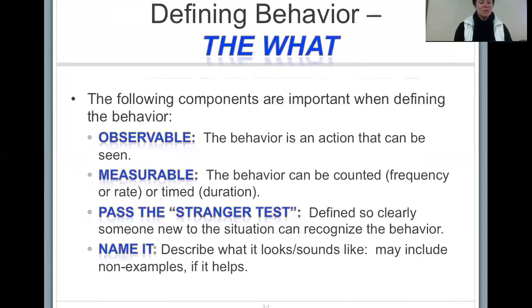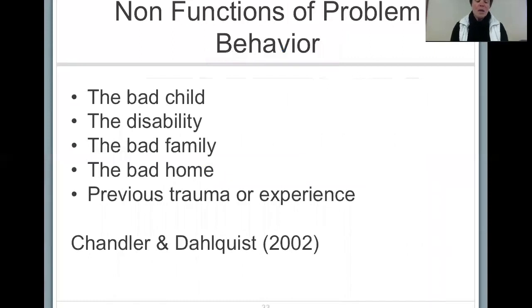Determining the function is important because it gets the entire team on board with the function of the behavior. It also gives the adults a way to change and impact behavior.